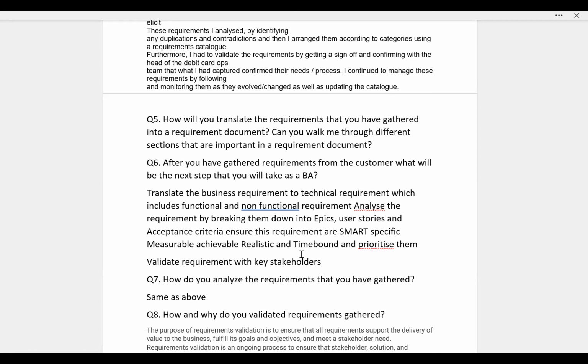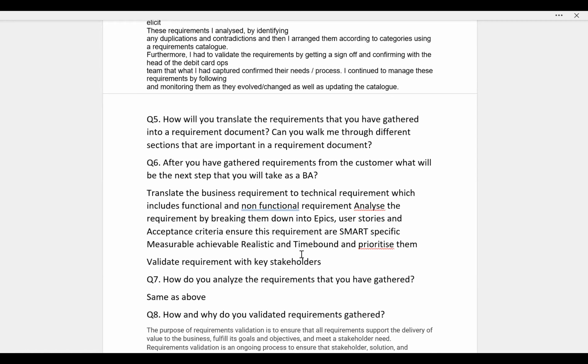But if you want to refer to your previous project as agile, then if they ask you this question, you can say, in my previous project I was working in an agile methodology, so we were not preparing requirement documents. We were preparing the product backlog. I was preparing the product backlog in the form of epics and user stories. You translate the requirements in the form of epics, and then you break down those epics into small user stories.